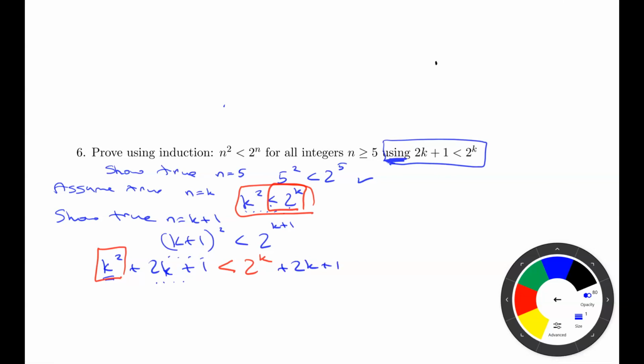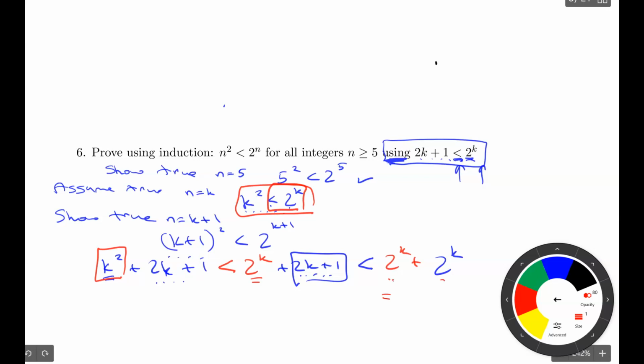Good? All right, so now what do I need to do? What am I trying to get to again? I'm trying to get to 2 to the k plus 1. Oh yeah, look at what it said to use. 2k plus 1 is less than 2 to the k. There it is. So I'm going to take this out and replace it with less than 2 to the k. So less than 2 to the k. And this 2 to the k carries along. And oh my goodness, I have 2 of them. So this is the same as saying 2 times 2 to the k, which is 2 to the k plus 1. Check. Got it.